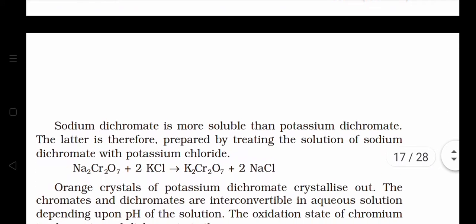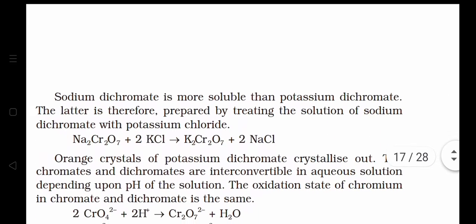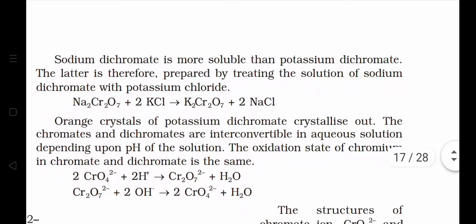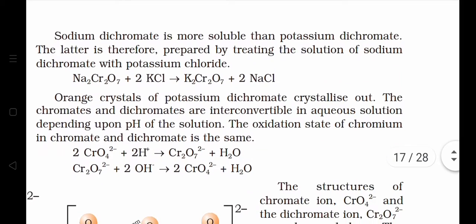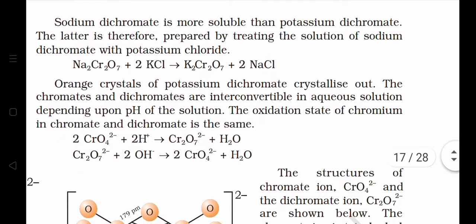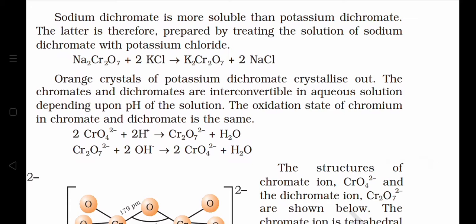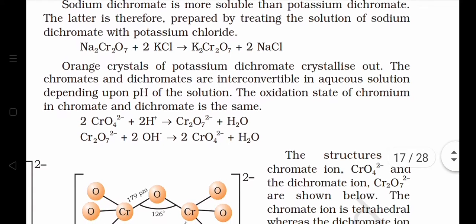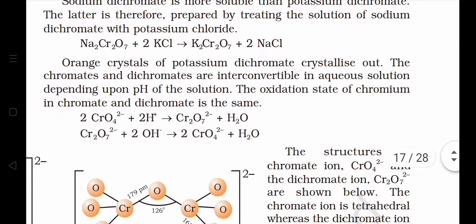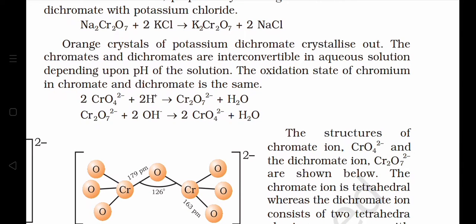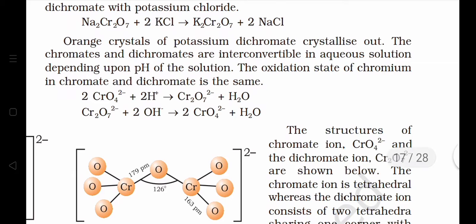Now sodium dichromate is more soluble than potassium dichromate, therefore it is now treated with KCl. Thus we get potassium dichromate with formula K2Cr2O7 plus NaCl is obtained as a side product. Therefore the equation is Na2Cr2O7 plus 2KCl gives K2Cr2O7 plus 2NaCl. The color of potassium dichromate is orange and the color of potassium chromate is yellow.